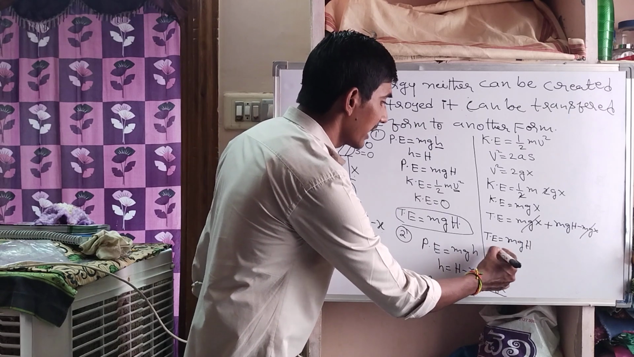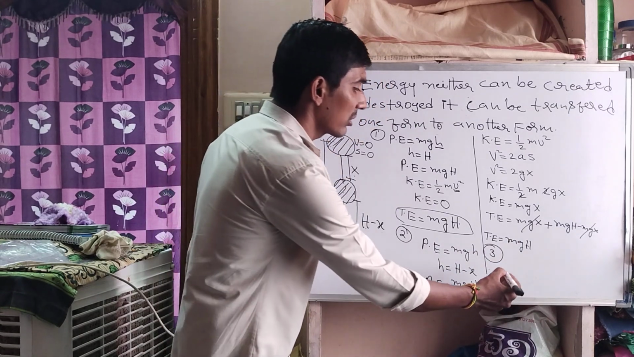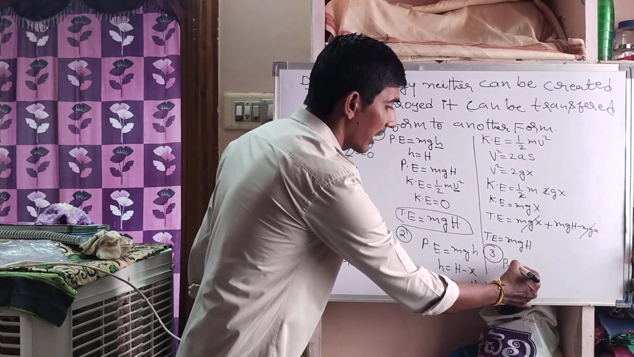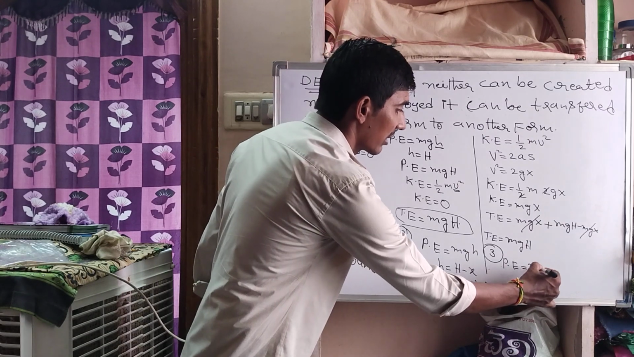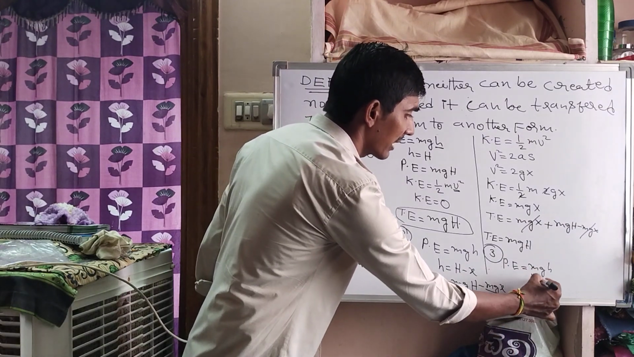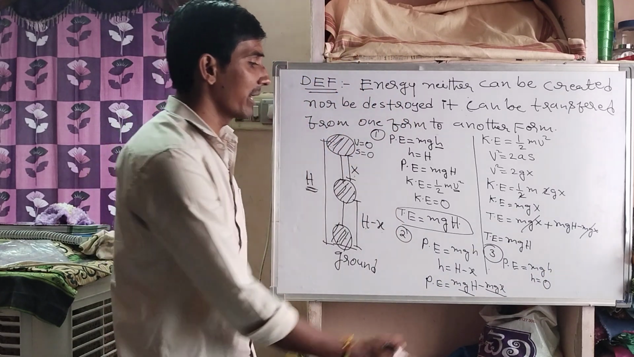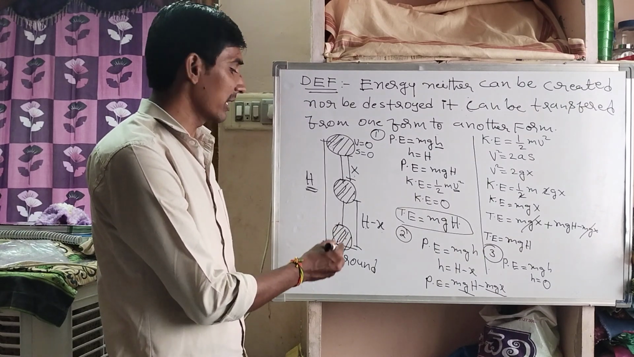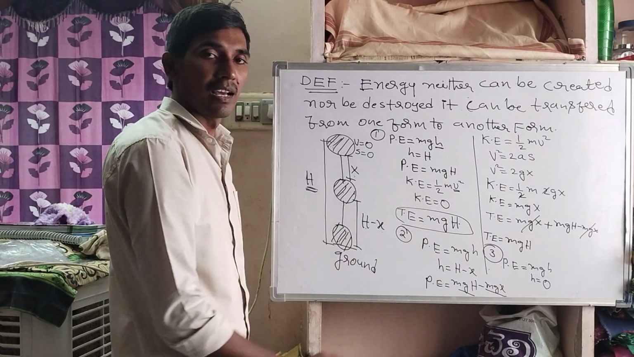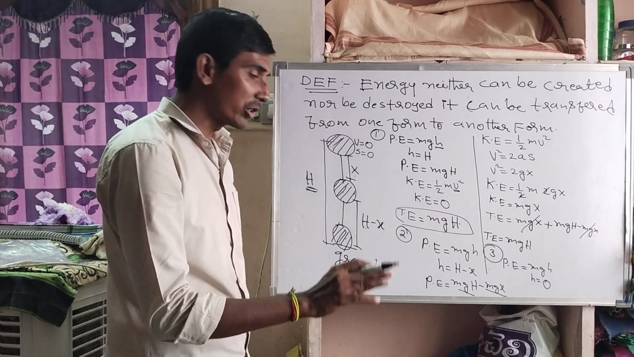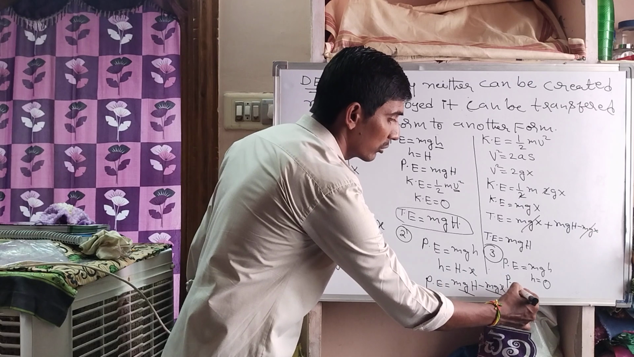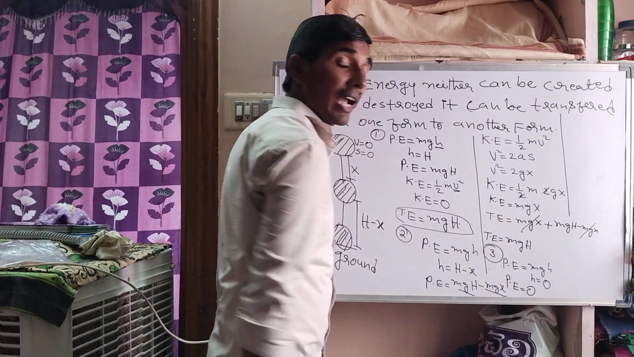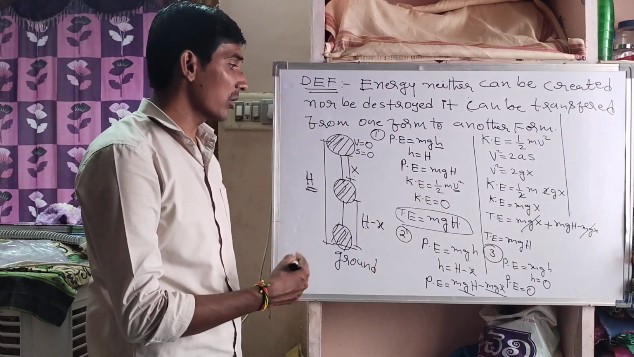So at point 3, first we can write the potential energy equation mgh, but here h is equal to 0 because the object has reached the ground. So height is not considered, height means 0, so the potential energy is also 0. And then we can write the kinetic energy equation for the third position of the object.